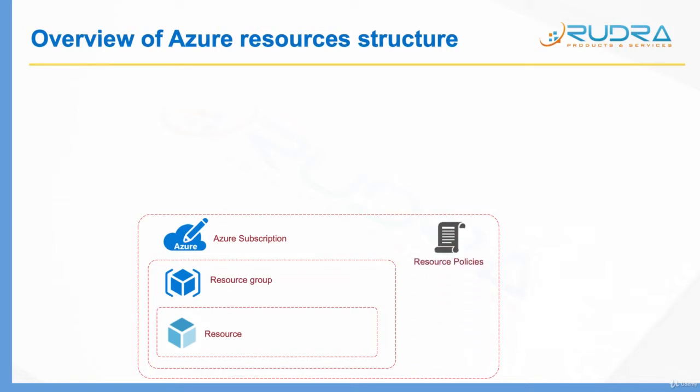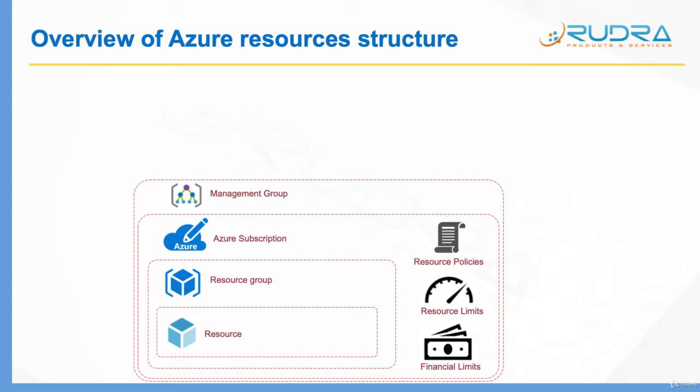For example, resource policies. A policy is basically a set of rules that you can apply to make sure all the resource groups and subscriptions are compliant. For example, let's say you want to avoid deploying storage accounts into the resource groups that belong to this subscription. Then you can define and apply a policy so that nobody will be able to deploy storage accounts into the resource groups under that subscription. By the way, resource policies can be applied at the resource group level also. And in addition to policies, you can apply resource limits, and also financial limits at the Azure subscription level. And each of these Azure subscriptions can belong to a management group.